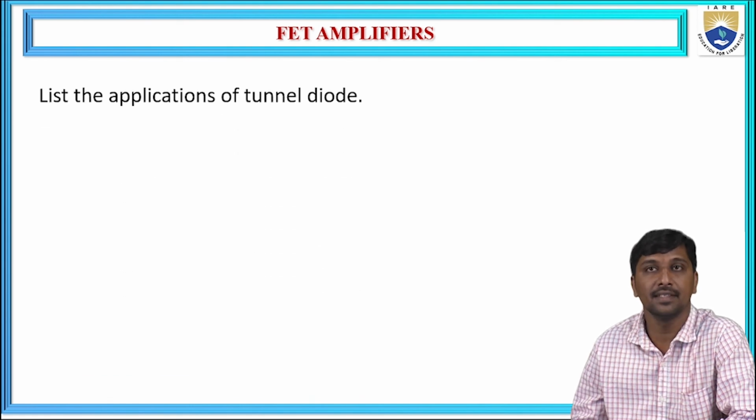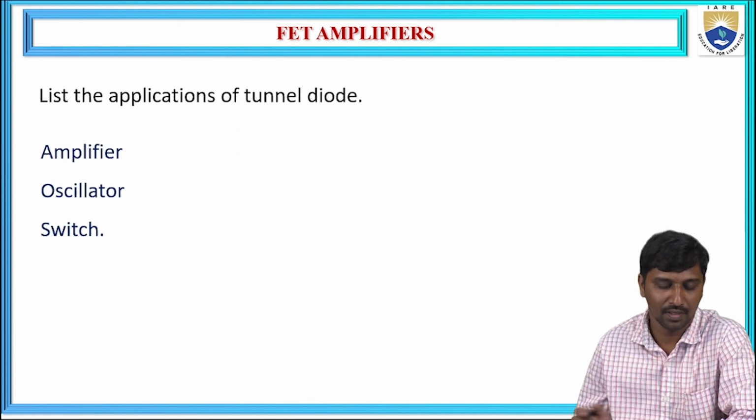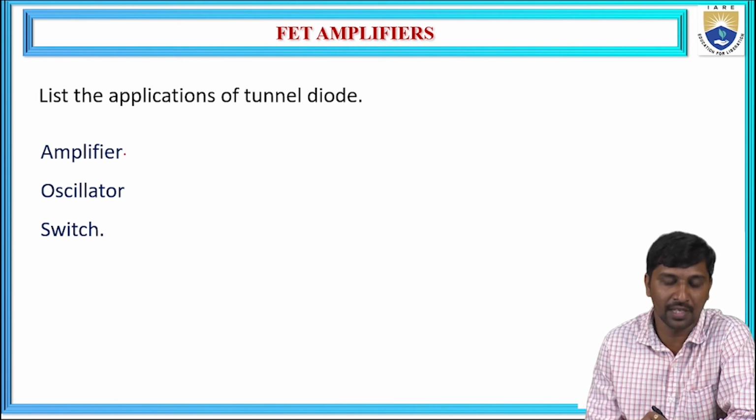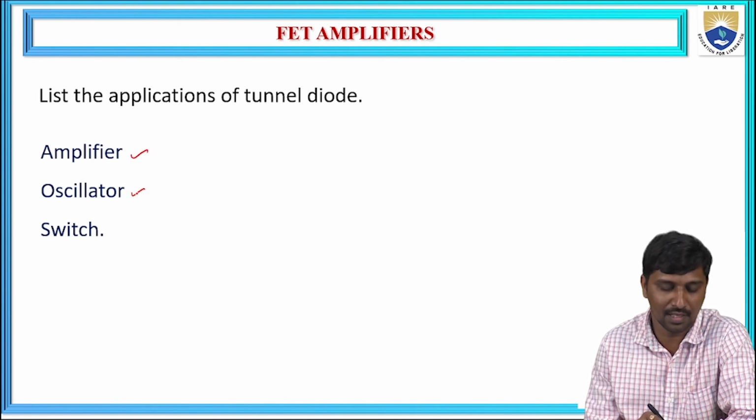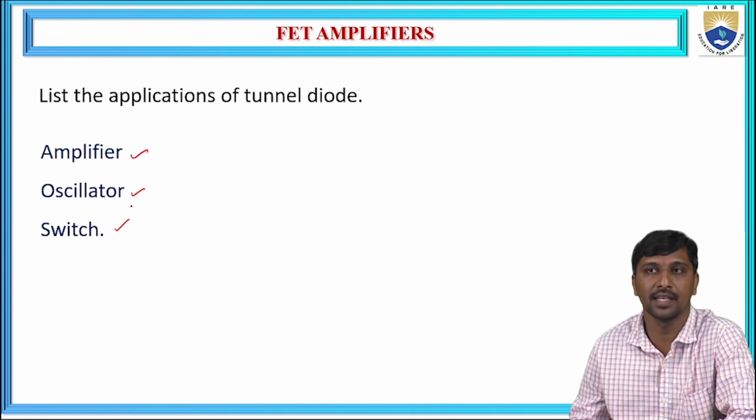List the applications of tunnel diode. There are some applications. The tunnel diode can be used as an amplifier, as an oscillator, or as a switch.